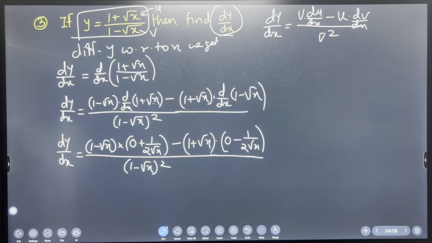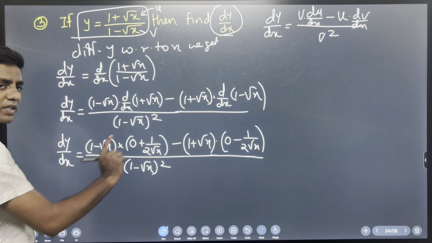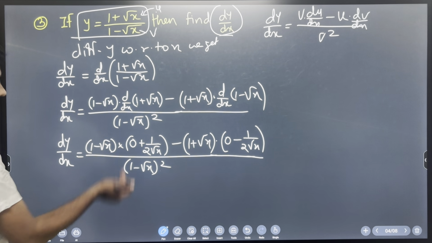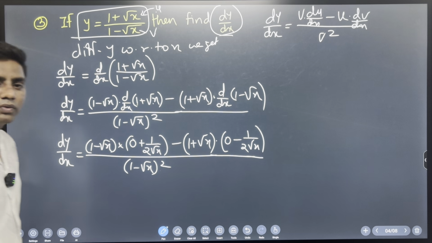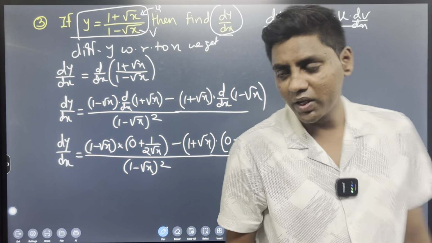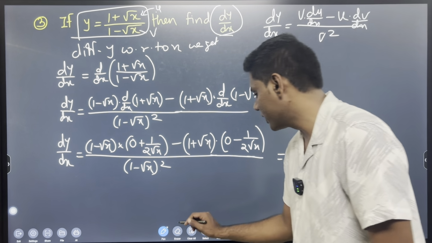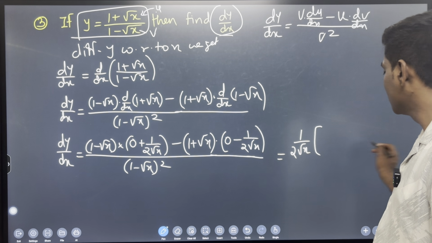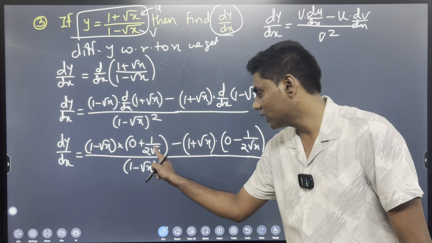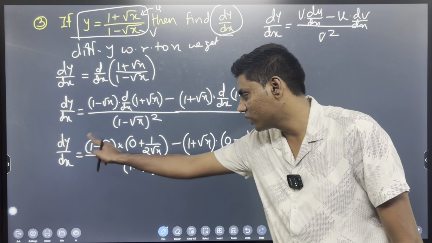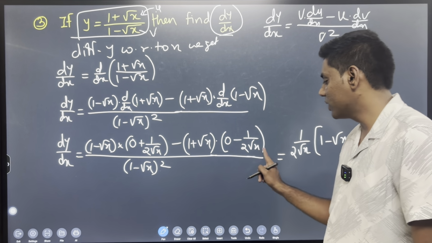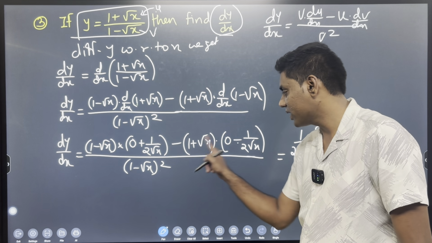So most important observation, 0 plus that is 1 by 2 root x and now here minus 1 by 2 root x. So we can take the common factor from the numerator, 1 by 2 root x. So after taking common 1 by 2 root x, what is remaining in the bracket? Now this is completely common, so remaining only 1 minus root x, 1 minus under root of x. 1 by root x take common, this minus sign and this minus sign.